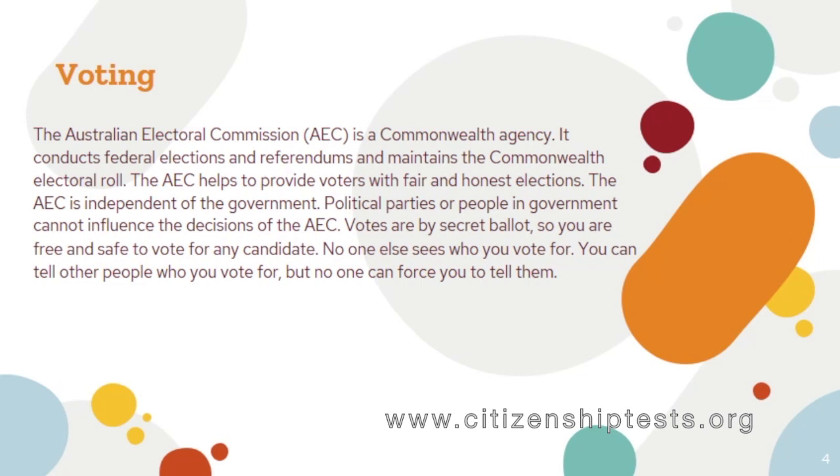The Australian Electoral Commission (AEC) is a Commonwealth agency. It conducts federal elections and referendums and maintains the Commonwealth electoral roll. The AEC helps to provide voters with fair and honest elections. The AEC is independent of the government. Political parties or people in government cannot influence the decisions of the AEC.